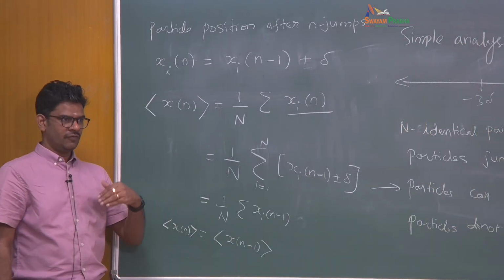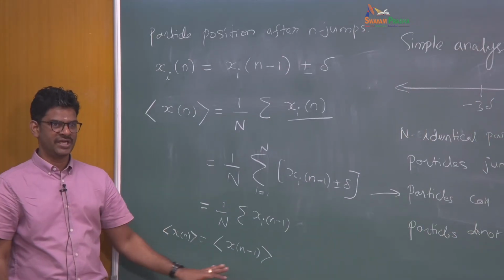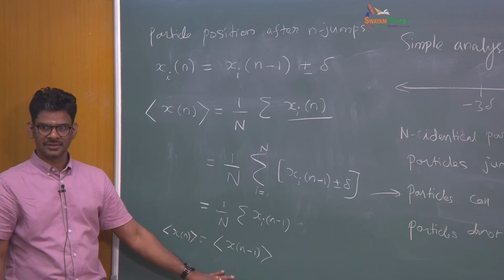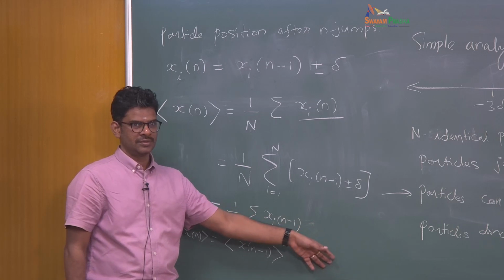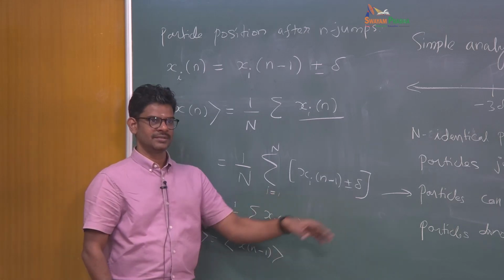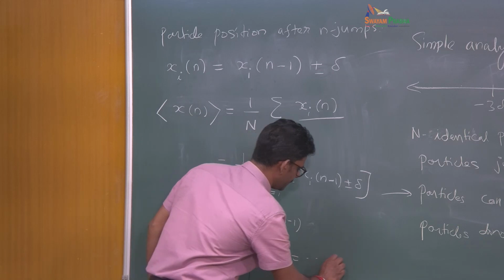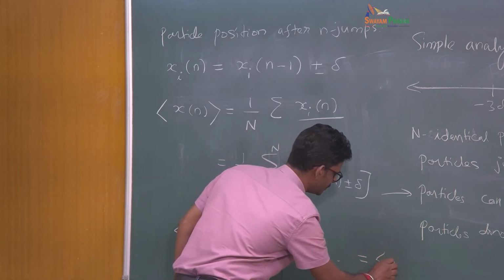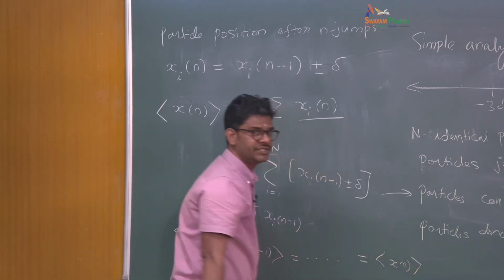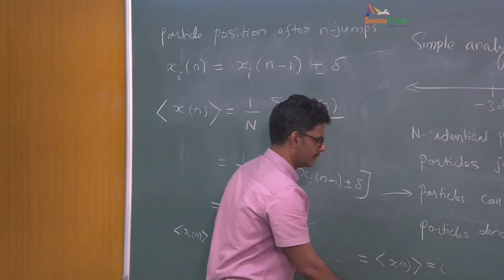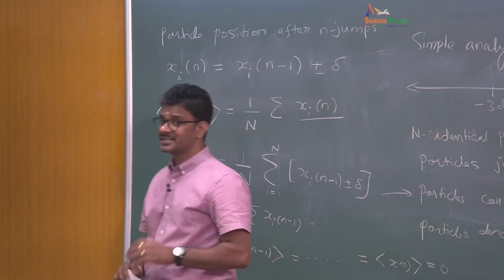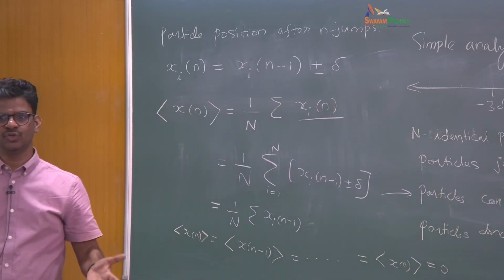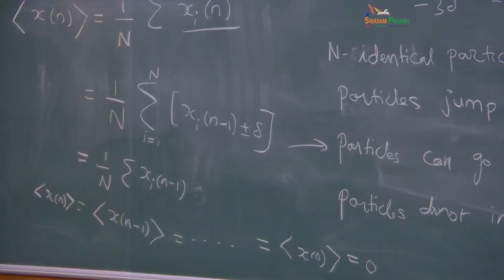Okay, that means from one jump to the other jump, the mean has not really changed, right? And what would this be equal to? The mean at n minus 2. And if I extend this, I will be able to show this is nothing but the mean position of the initial state, which is nothing but 0, because that is where I introduced the particle. So as far as the mean character is concerned, the mean position is 0. That is an important result of the Brownian motion in one dimension.